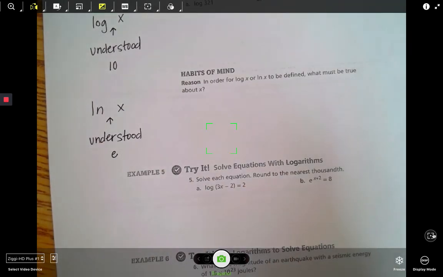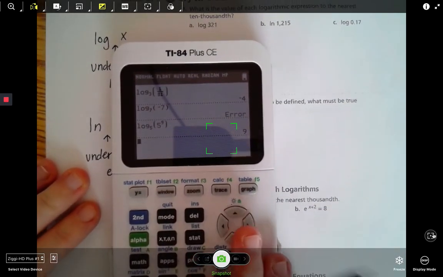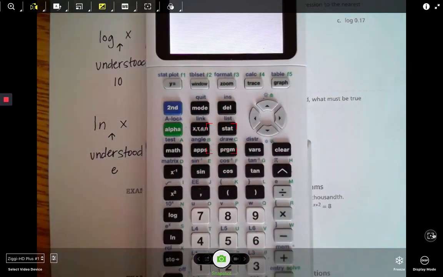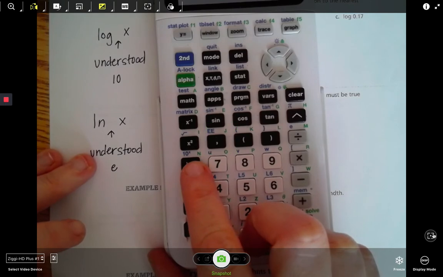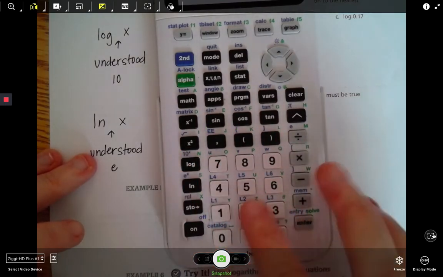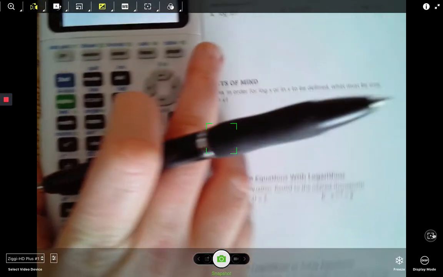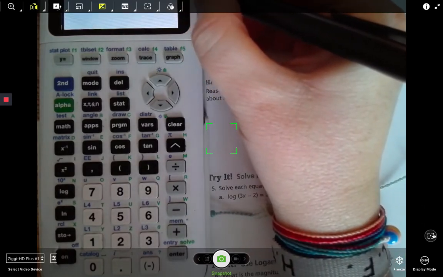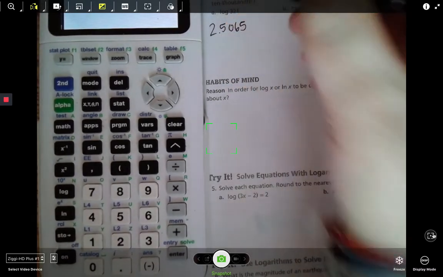All right, so this says, what is the value of each logarithmic expression to the nearest 10,000th? If it just has log, all we have to do is put it in our calculator. You don't have to use that alpha window 5. Do y'all see this log button right here, to the left of the 7? Log of 321, close my parentheses, and I've got my answer here. They want us to the 10,000th, so tenths, hundredths, thousandths, 4 decimal places. 2.5065.